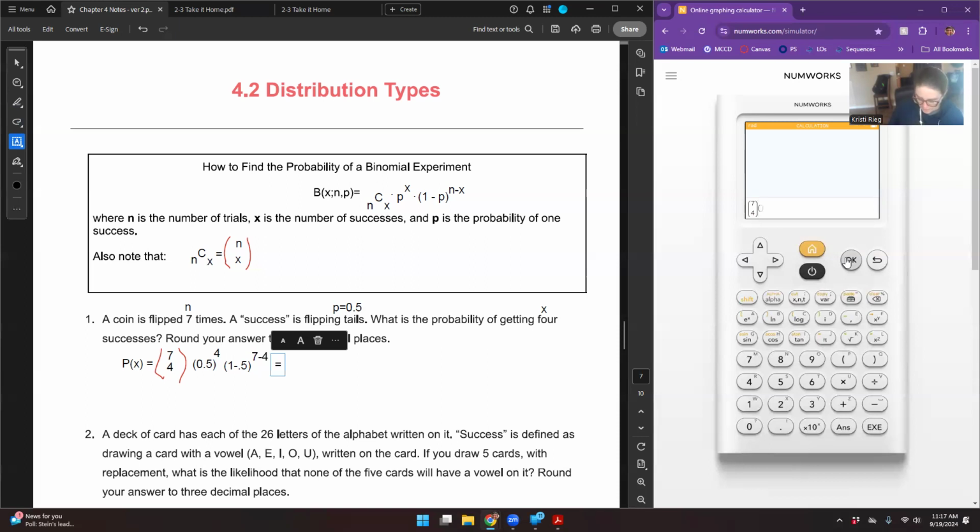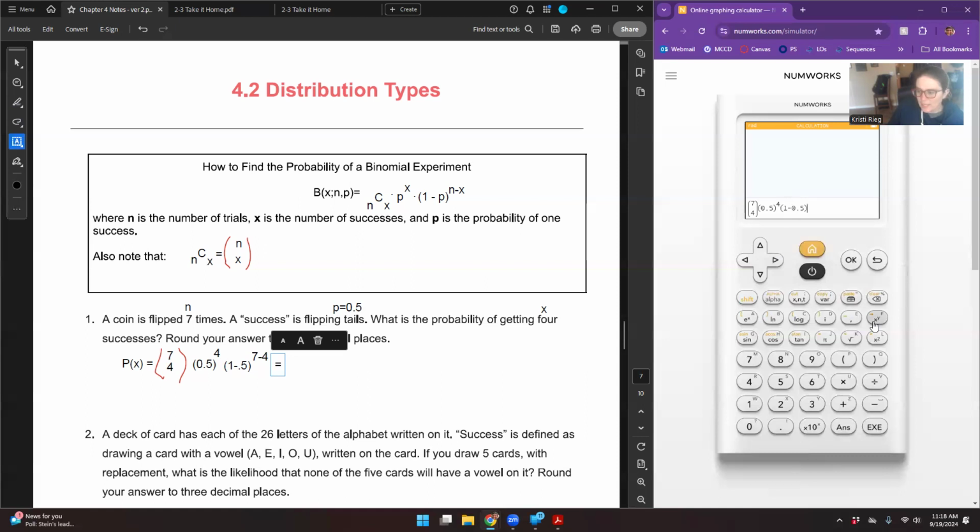So I have parentheses 0.5, and to raise it to the 4th power, we're going to use the second button down. It says X to the Y, and when you push it, it raises it to the power, so I can just type in 4. Then I want to hit over, because right now you can see the cursor's up by the 4 and I want it down and make it big again. So I have 1 minus 0.5.